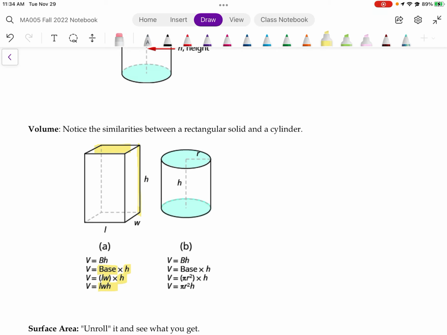So now let's think about it the same way with this. So we've got the base times the height. So what is the base? The base is pi r squared, times the height. So the volume is pi r squared h.